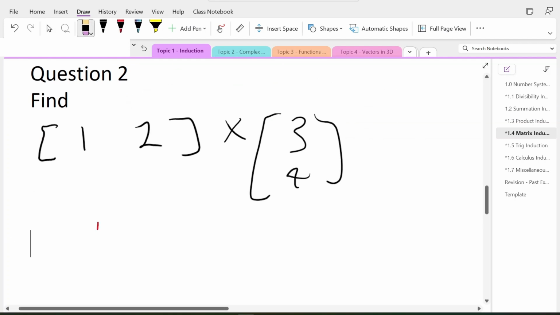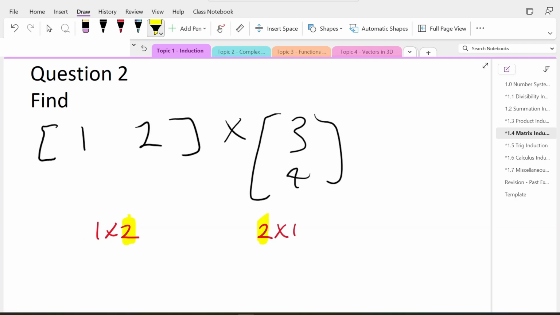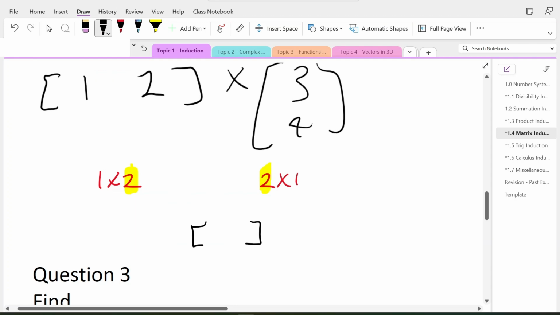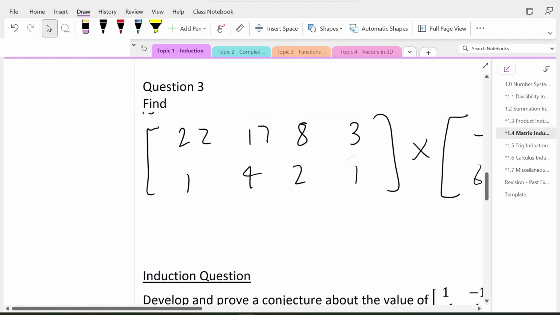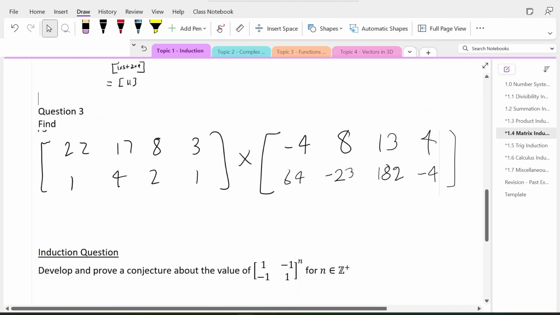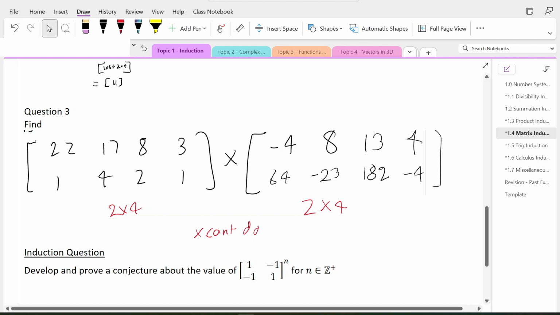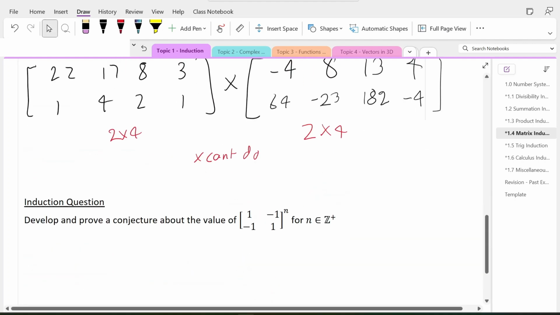So this is a 1 by 2, and it's a 2 by 1. The middle number matches, which means we can multiply the matrices, and we're going to get a 1 by 1 matrix. So we're actually going to get a single number here. That number is going to be 1 times 3 plus 2 times 4, which is just the number 11. Beautiful. Now, if you wanted to do matrices like this one here, you actually can't, because this one is a 2 by 4, and this one is a 2 by 4. So can't do. And the reason we can't do that is because 4 and 2, the middle numbers, don't match each other.